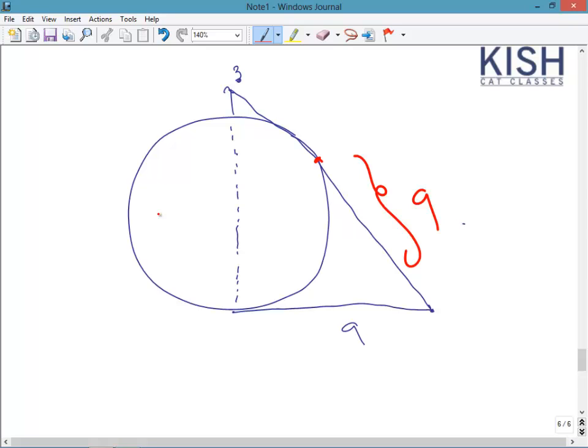How much? Diameter of the wall. This is R. Now still you can find. This is exactly R plus 3. So R plus 3 whole square minus R square. You will get that value.